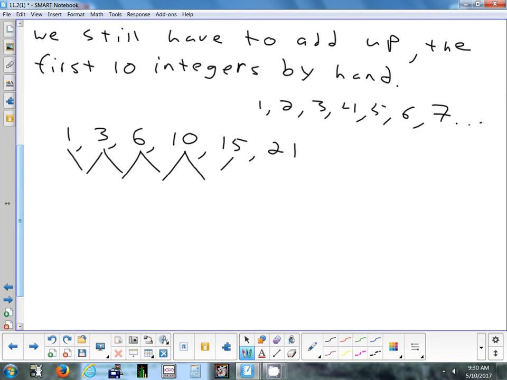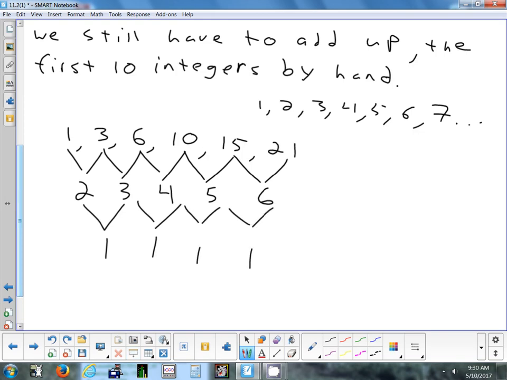What I'm going to do is I'm going to subtract numbers that are next to each other. What's 3 minus 1? 6 minus 3? 10 minus 6? 6. Now, I want to do this subtraction process until I get a row of numbers that's the same. And then I'm going to stop. What's 3 minus 2? 4 minus 3? So now I've achieved a row of numbers that's the same.